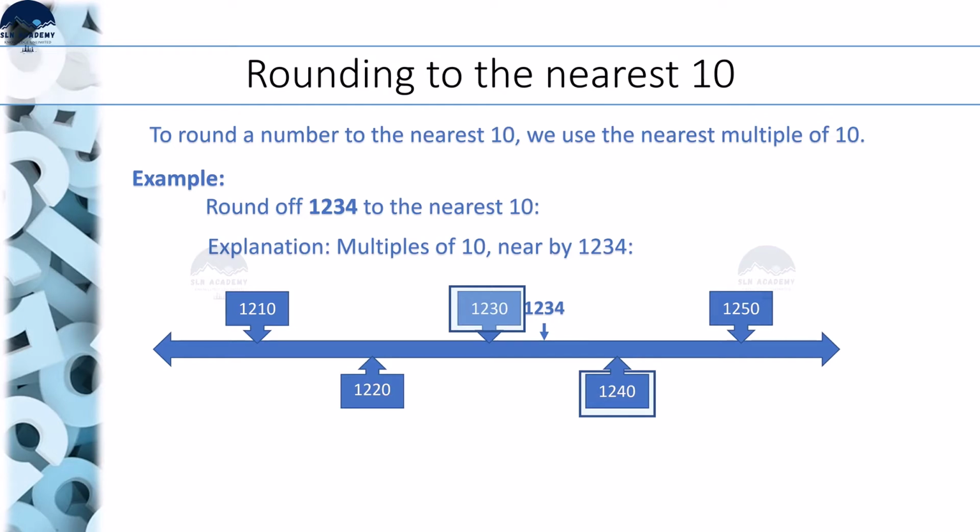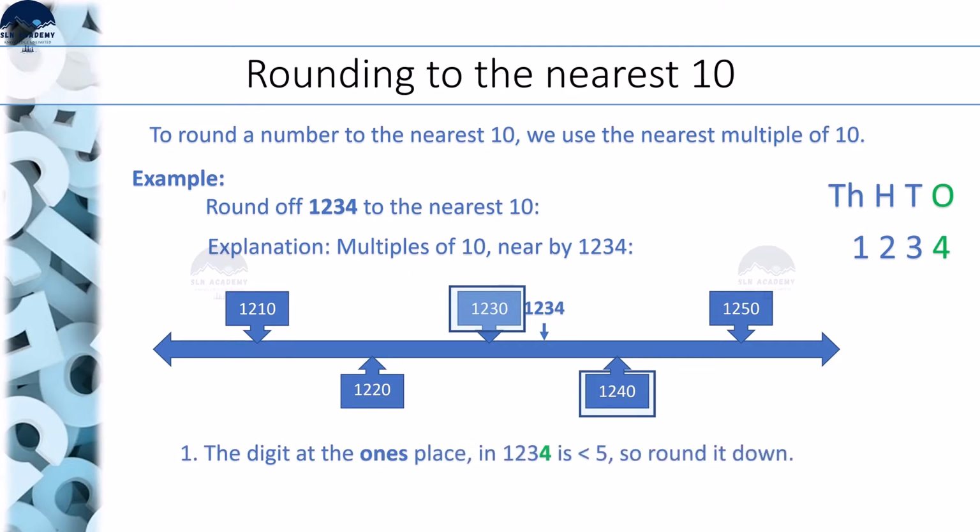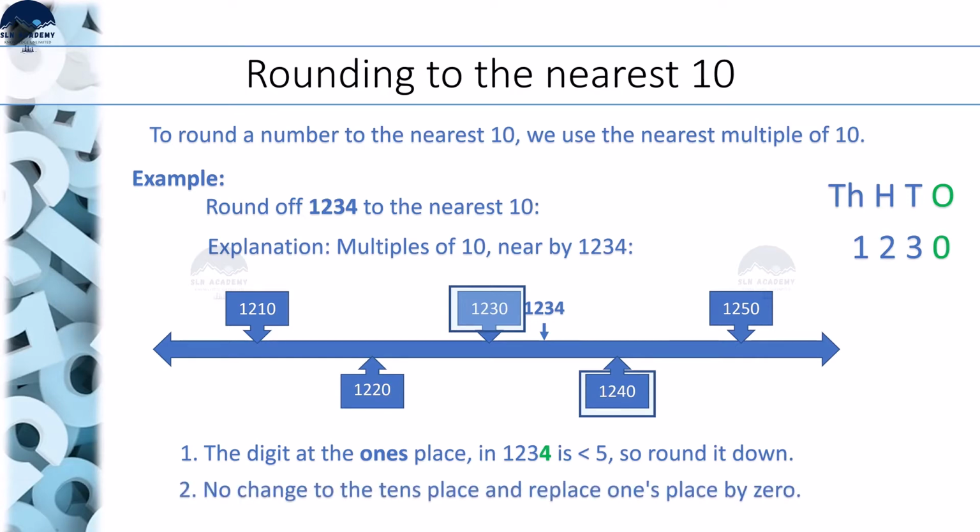To choose the nearest 10, check the digit which is present in ones position. The digit at the ones place in 1234 is 4, which is less than 5. So round it down. No change is required to the tens position and replace ones position by 0. And the answer is 1230 and it is rounded down.